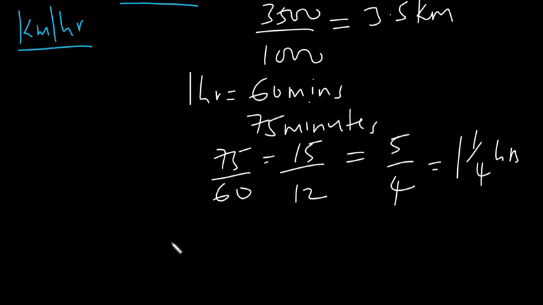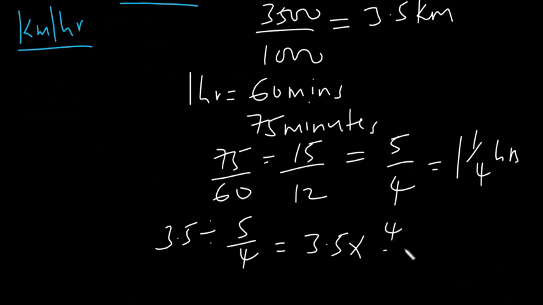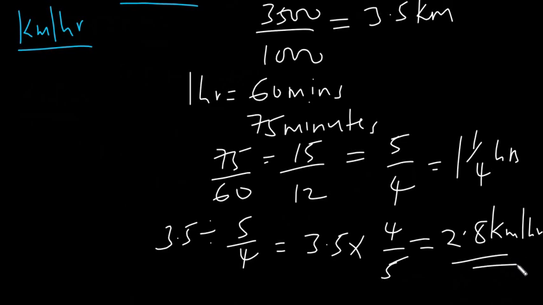So let's now divide the distance covered by the time taken. The distance is 3.5 kilometers. We're going to divide it by the time taken in hours, which is now 5/4. So this will give us 3.5 multiplied by 4/5, and when we multiply this, we're going to get 2.8 kilometers per hour. So this means that in 1 hour, this cyclist covers a distance of 2.8 kilometers.